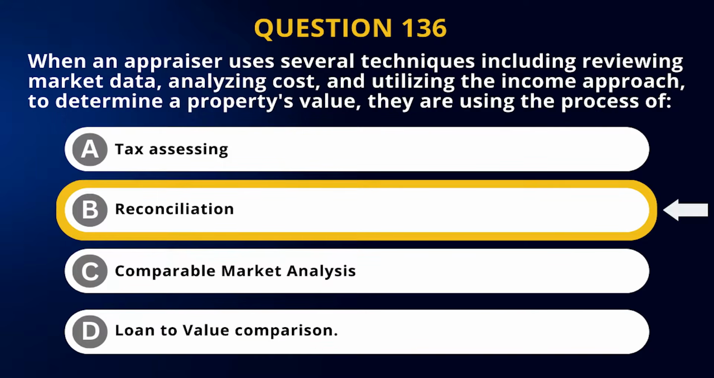This is a process. The process of reconciliation means that we review the market data, the analyzing costs, and utilizing the income approach to determine the property's ultimate value. By reconciliation, we help to fortify and to substantiate the value or our opinion of value at that moment. This is all in the appraisal section, by the way.